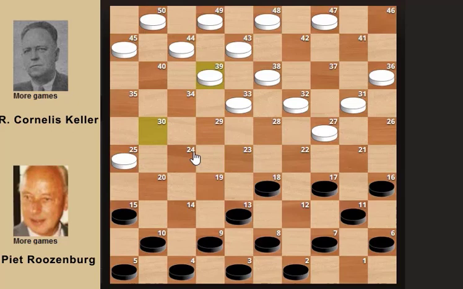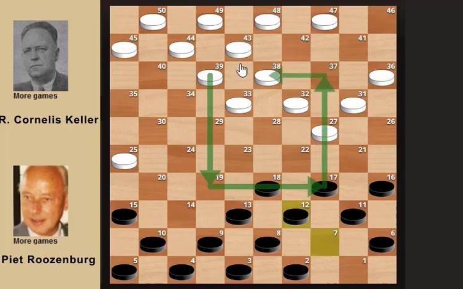So Keller had to cut to move to 39. So the current position of his piece is now at 39. So we draw a square from that position. And we see that 12 can be taken. We can also take 19 by removing the piece at 25, so that we take control of 19. But Roozenburg decided to play 7-12.